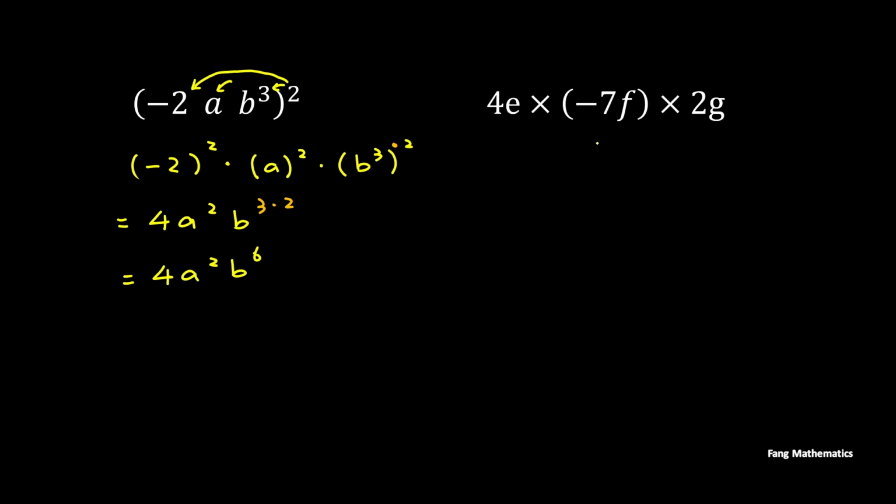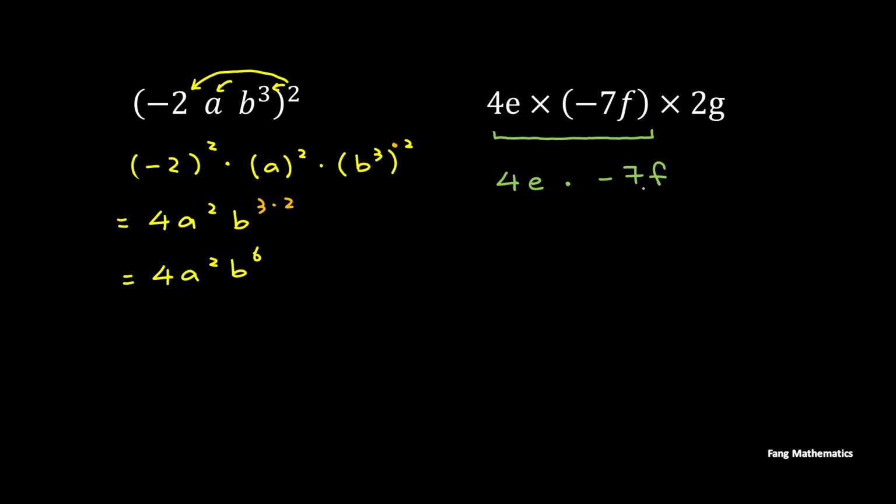Moving on, the question on the right, if you notice that we have 2 multiplication signs, 1 and 2, and we are to perform 2 operations. So we are to start from the left to the right using the BODMAS rule. So let's simplify 4e times minus 7f first, and then using this answer to multiply by our 2g. So let me rewrite it here, 4e times minus 7f.